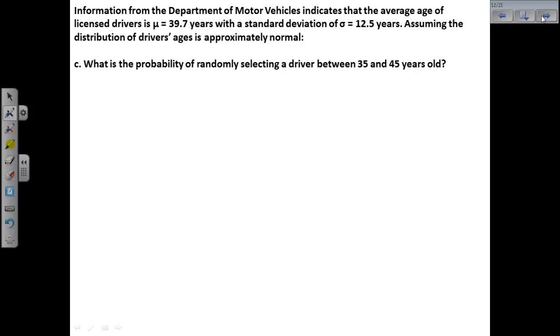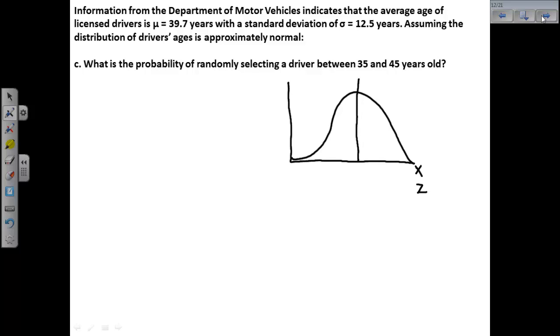Let's do another example, make it a little bit more difficult. Now we want to see the probability of randomly selecting a driver between 35 and 45. So if we draw our distribution out, and I still do this to this day, even when I'm doing this on my own, because it really helps prevent mistakes. It's always good to draw things out. So in terms of years, 39.7 is the mean. And when we convert that into a z-score, it's 0. Between 35 and 45. So 35 is less than the mean, 45 is greater than the mean, and we're looking for everything in between here.